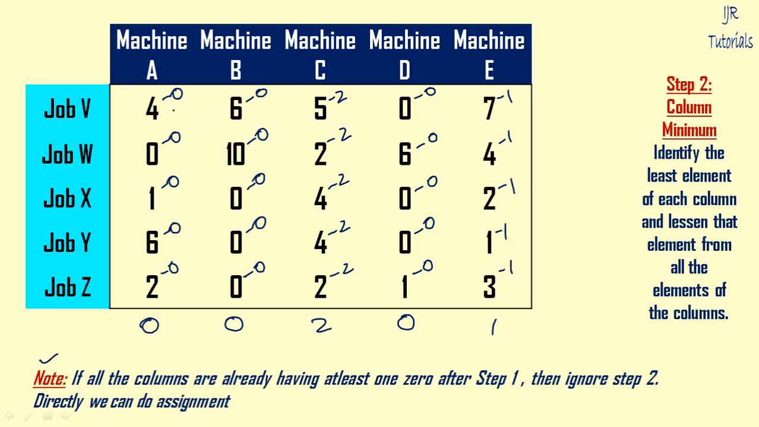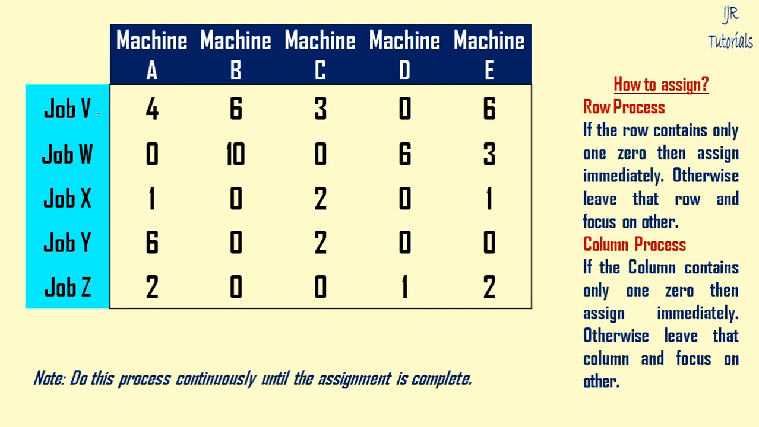And see the calculations. 4 minus 0 is 4, 0, 1, so the same numbers are there. 6 minus 0 is equal to 6, 10 minus 0 like that. And see this calculation, 5 minus 2 is equal to 3. 2 minus 2 is 0. 4 minus 2 is 2. 4 minus 2 is 2. And 2 minus 2 is 0. And do the rest of the things. Finally, we can get this.